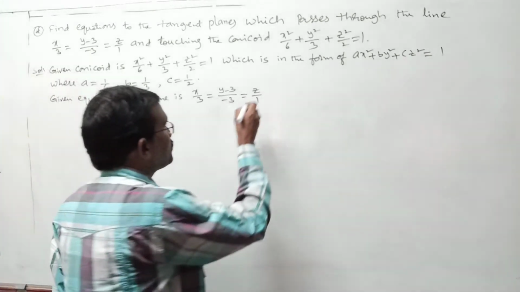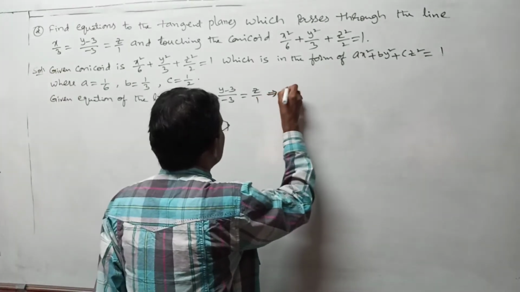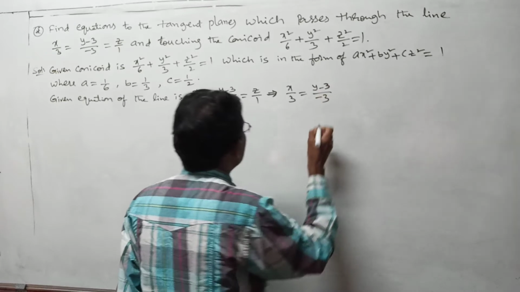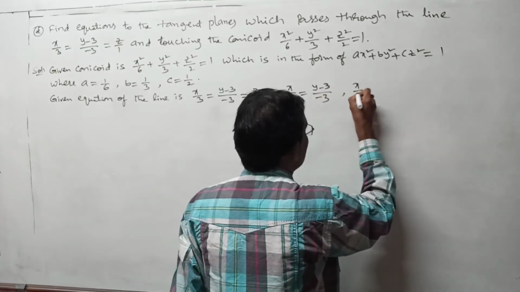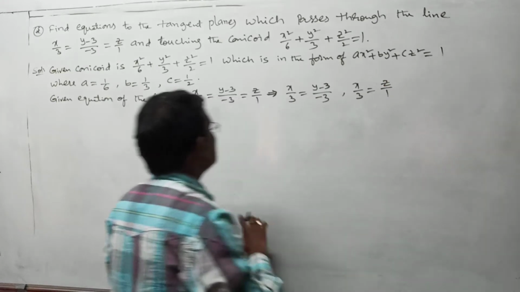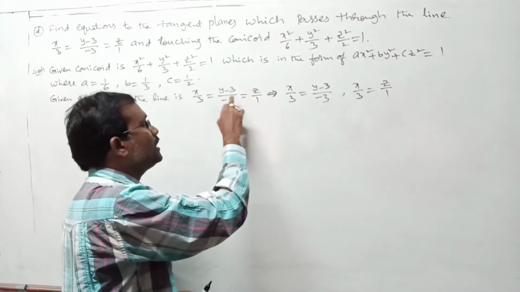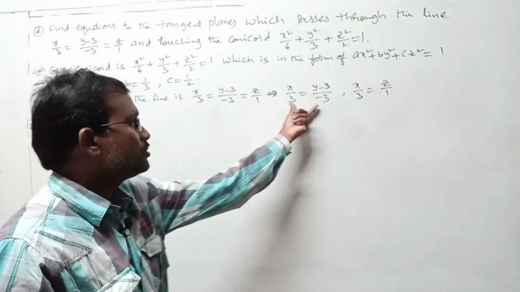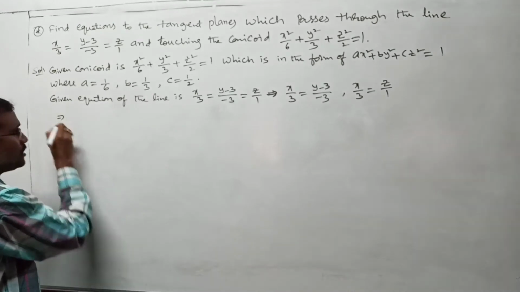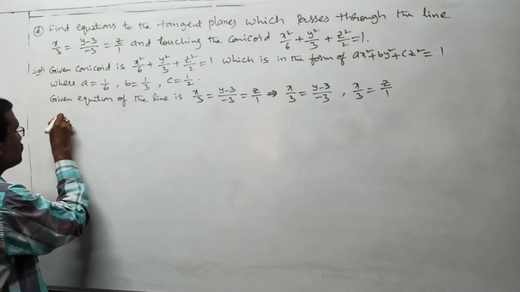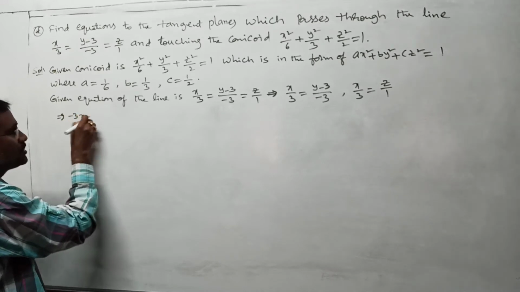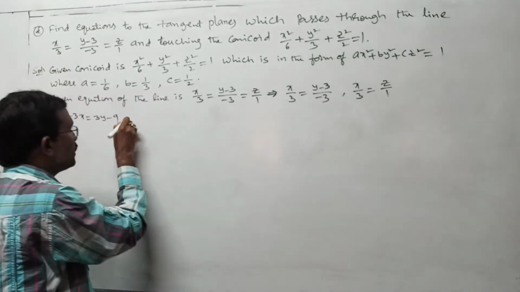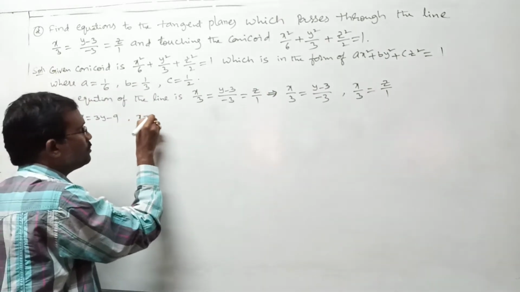That we are writing. This implies x by 3 is equal to (y minus 3) by minus 3, comma, x by 3 is equal to z by 1. But it is not compulsory x by 3 equal to z by 1. If you want, you can take this is equal to this, (y minus 3) by minus 3 equal to z by 1. Any order you can proceed. Now simplify this. This implies it is what? Minus 3x is equal to 3y minus 9. Cross multiplication we just did. And next one is what? x is equal to 3z.